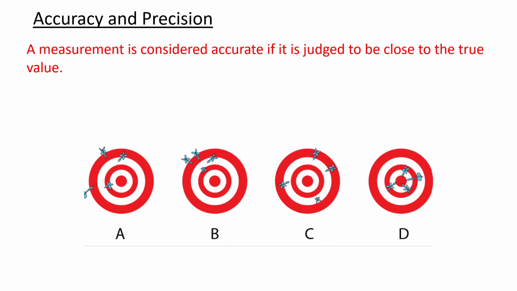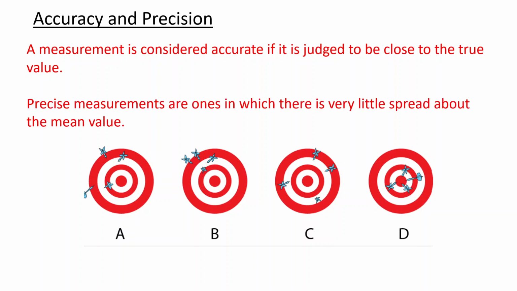Precision has nothing to do with how accurate your results are. Precision is nothing to do with getting correct results. Precision is where all your results, so say you've done 3, 4, 5 repeats, if all of them are the same, that means you've been very precise. So precise measurements are ones in which there's very little spread about the mean value.